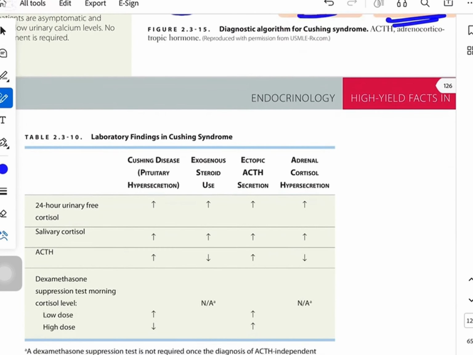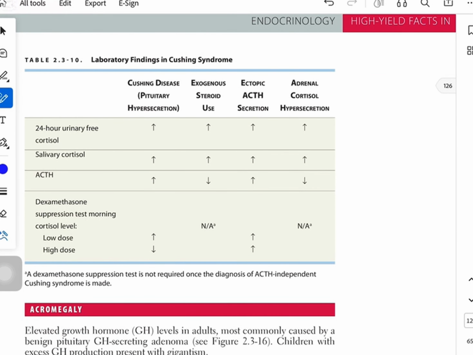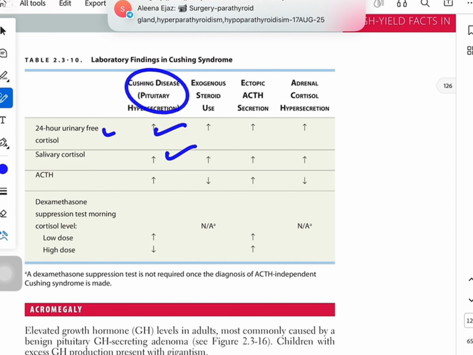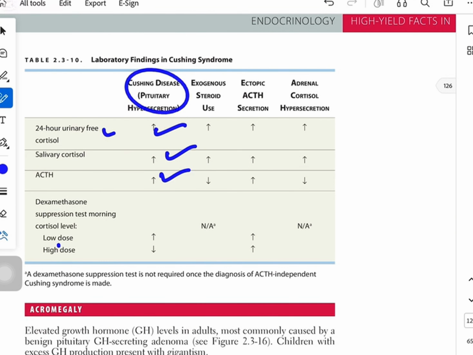Okay guys, now we are going to discuss what we will see in Cushing disease. In Cushing disease, we know that 24-hour urinary free cortisol level will be high, salivary cortisol level will be high, and ACTH level will be high. When we perform the dexamethasone suppression test with low dose, no change. With high dose, there will be a change. I have mentioned that in Cushing disease, when the low dose dexamethasone suppression test is performed, we will not see any change. But when we give the high dose dexamethasone suppression test, then the production will be decreased. Okay guys, I hope everything is clear.